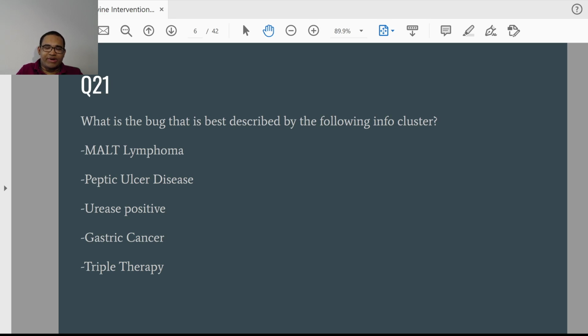Now, what is the bug that is best described by the following information cluster? So this bug causes a MALT lymphoma, okay? It causes peptic ulcer disease. It's urease positive. It can also cause gastric cancer, right? And it's treated with triple therapy, as you'll see in a bit, or quadruple therapy. What bug am I referring to here?